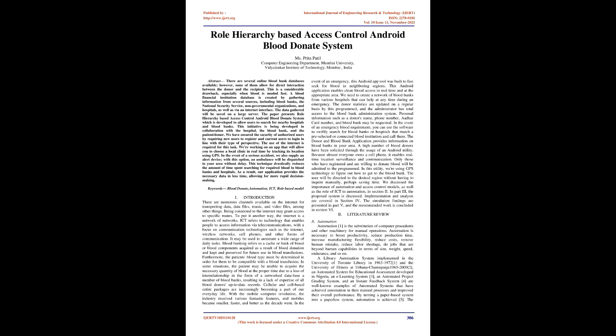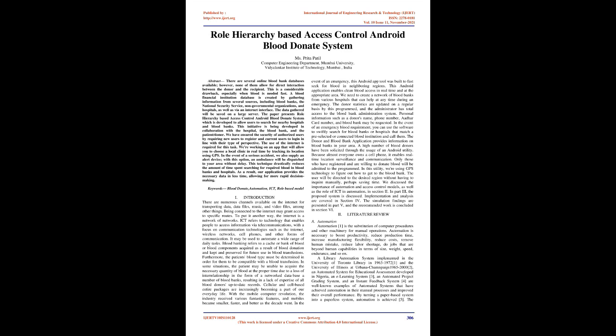Blood banking refers to a cache or bank of blood or blood components acquired as a result of blood donation and kept and preserved for future use in blood transfusions. Furthermore, the patient's blood type must be determined in order for them to be compatible with a blood transfusion. In some situations, the patient may be unable to acquire the necessary quantity of blood at the proper time due to a loss of interrelationship in the form of a network database among a number of blood banks, resulting in a lack of knowledge of all blood donors' up-to-date records.